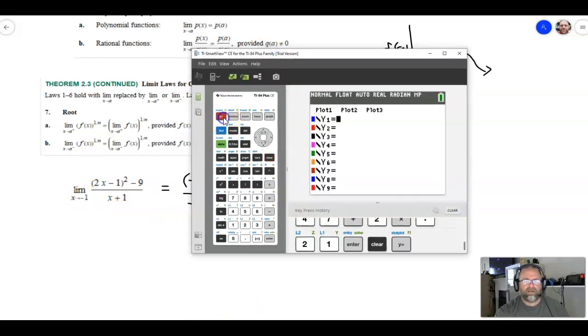All right, so let's go ahead. We're going to go to y1. I'm going to put the entire top in parentheses. That means I need to start with 2 open parentheses.